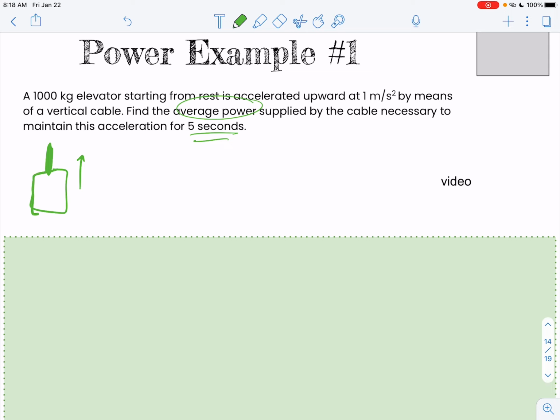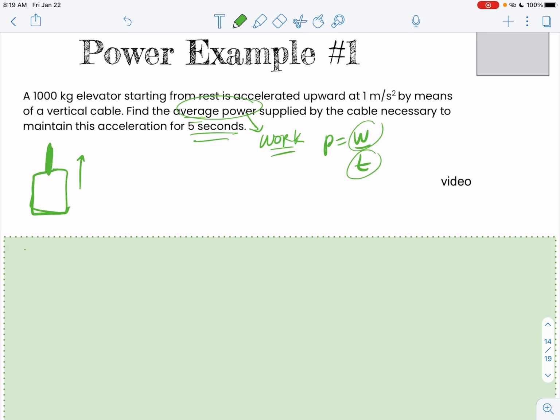So basically, as soon as you see power, you know you want to be thinking about work. And it says average power, so we know we don't want to use F times V. We want to just use work divided by time. So I know the time, so that's convenient, and to get the power, I know I need to know the work.